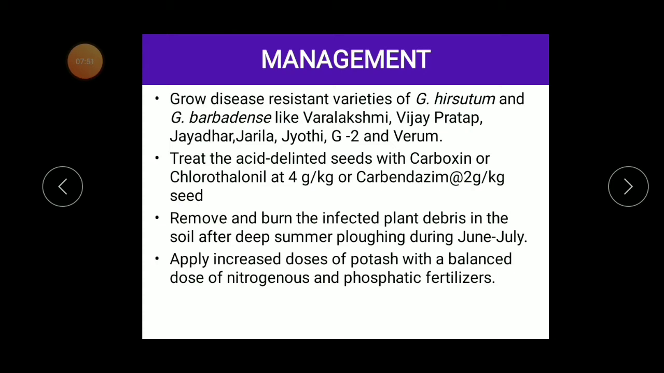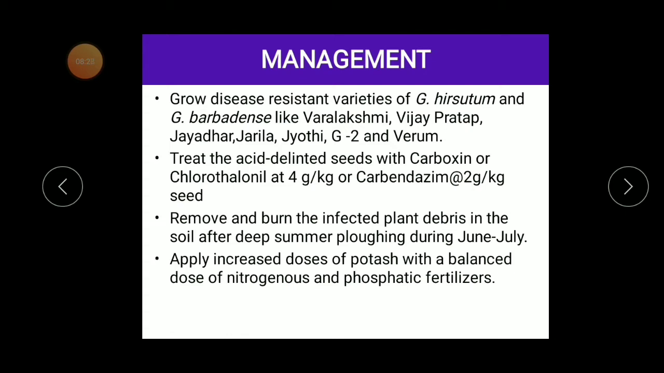For wilt, we can use Gossypium hirsutum and Gossypium barbadense varieties, like Varalakshmi, Vijay, Pratap, Jayadhar, Jariya, Jyoti, G2 and Viram also. We can use these varieties to suppress the disease. And also we can treat the seed with carboxin or chlorothalonil at 4 gram per kg of seed, or carbendazim at the rate of 2 gram per kg of seed.